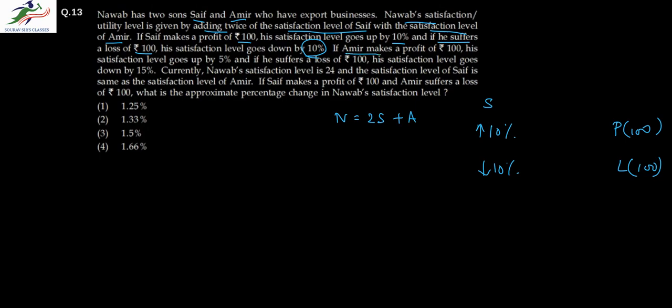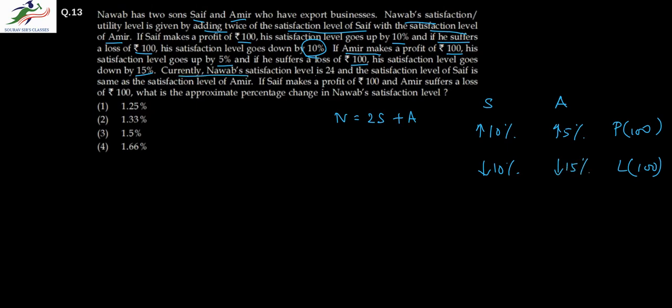And if Amir makes a profit of 100, his satisfaction goes up by 5%. So Amir increases by 5% for 100 rupees profit. And if he suffers a loss of 100, his satisfaction level goes down by 15%. So down 15% if he suffers a loss.